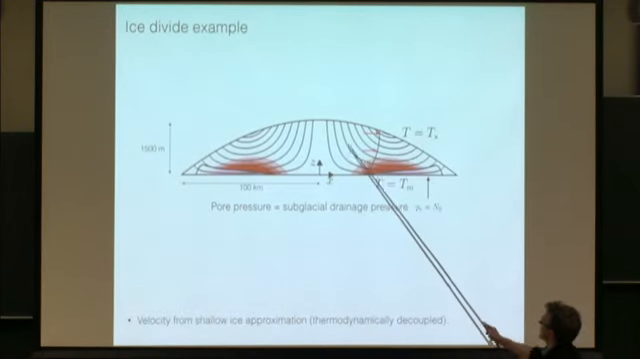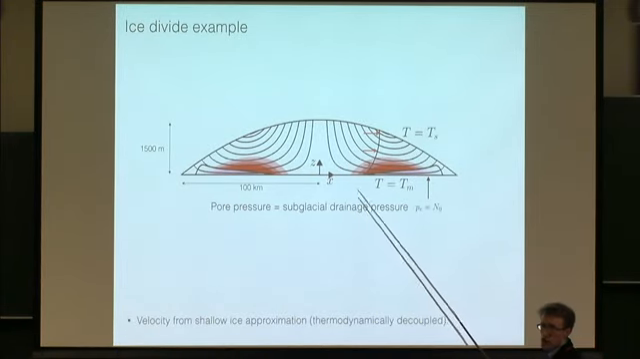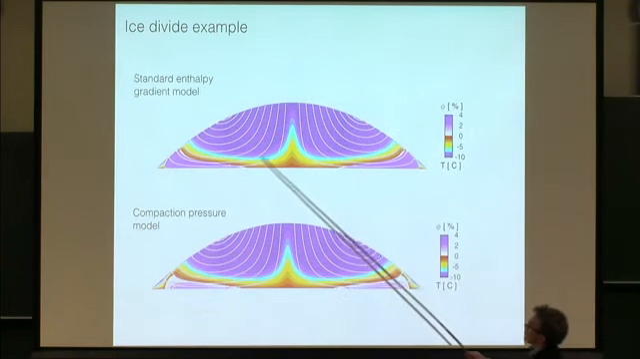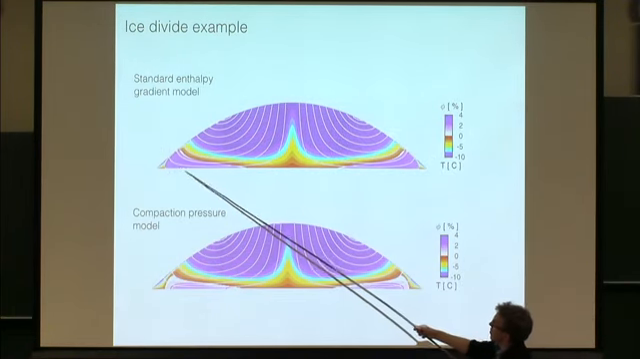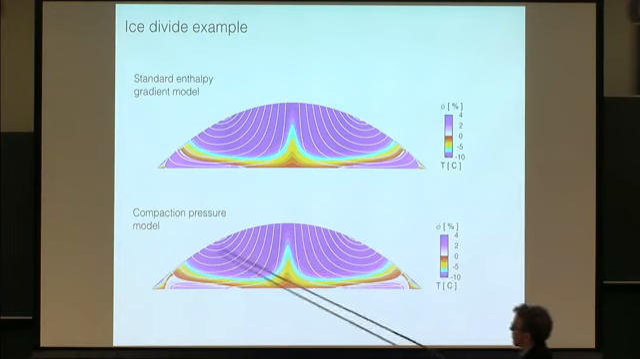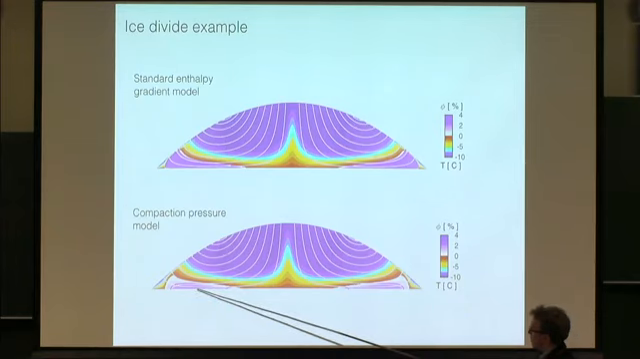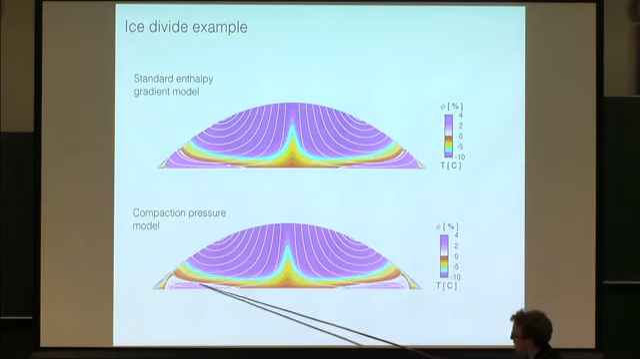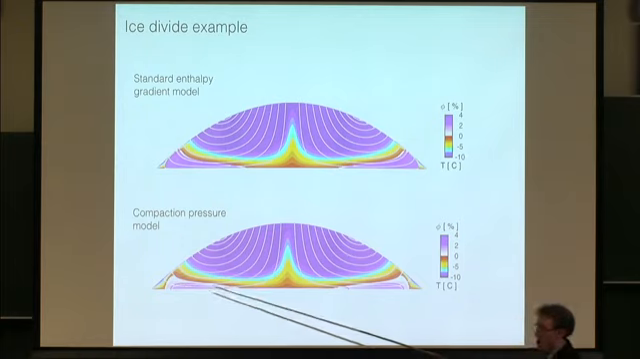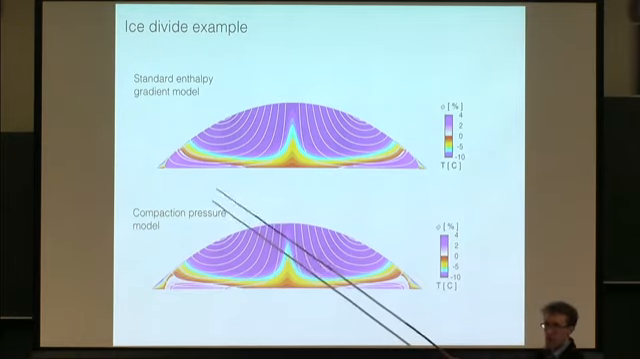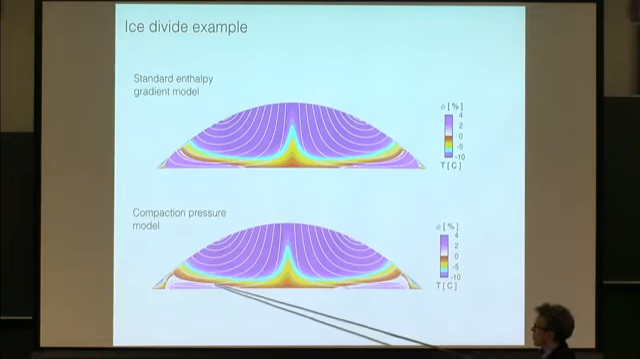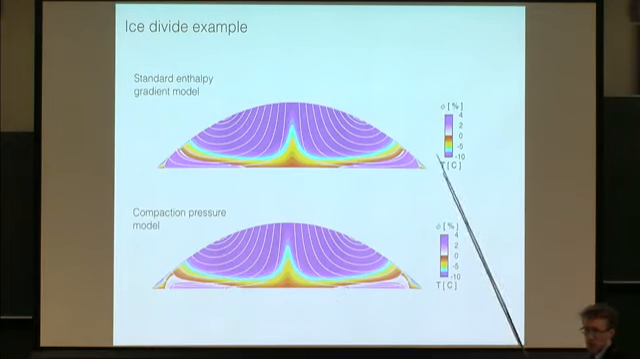This is just to go back to this example that I showed you before, and show you the difference in the solutions. This is the solution that you saw before, where you get this large amount of water down here. This is with the compaction pressure model, where the water now drains out. The pink lines here are the streamlines of the water flow, the white ones are the streamlines of the solid ice flow, and so the water is now all draining out underneath.